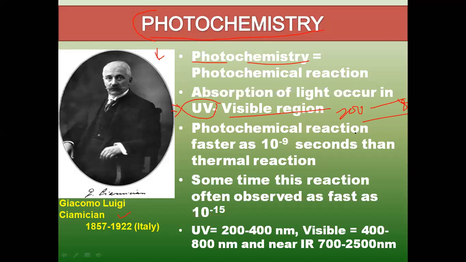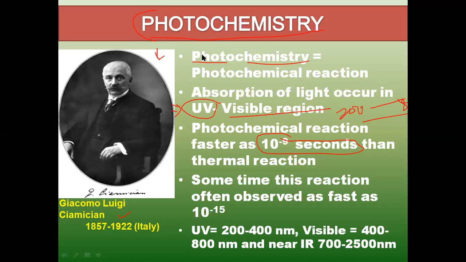Then a photochemical reaction is faster, by 10 to the power minus 9 second, than the thermal reaction. As we know, there are two types of reaction: one is a photochemical reaction, one is a thermal reaction. Photochemical reaction means what? There is the presence of light for the reaction. When the light interacts with the reacting molecule, the molecule gets excited and undergoes further reaction.